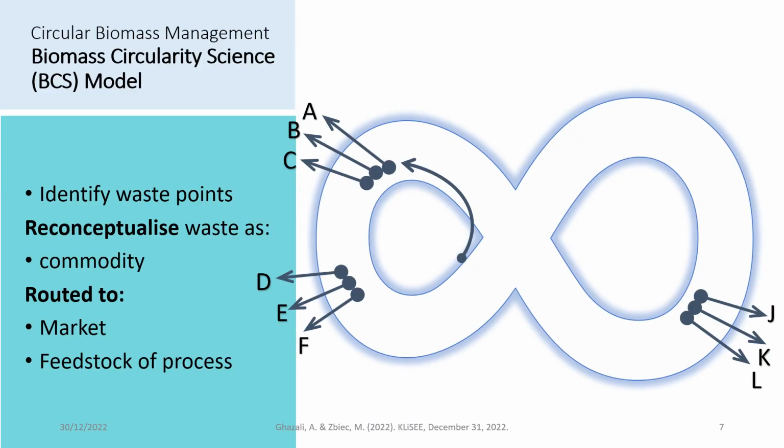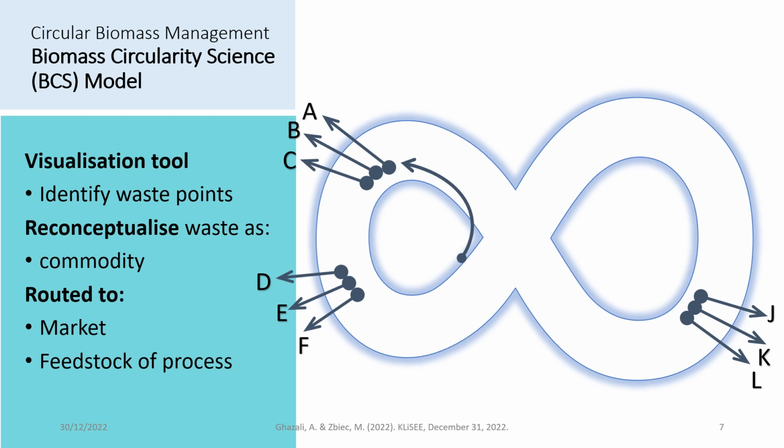One way of checking for circular resource management is by constructing the biomass circularity science model, BCS, like shown on the slide. Okay, this helps to identify waste points and reroute the waste to a process or a market. In the former case, the commodity acts as a feedstock of a process instead of landing at the dump site.